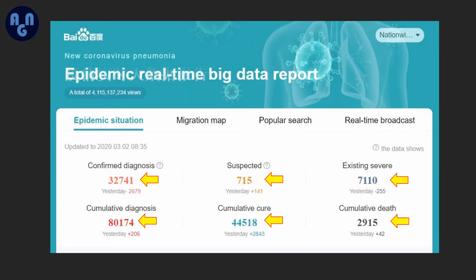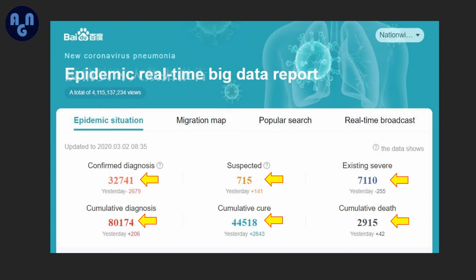3/1/2020. And we start with China numbers as usual. This is Baidu, which is a Chinese search engine, and they have a page set up for the coronavirus. And the important numbers here are the bottom left cumulative diagnosis, which is at 80,174 now for China.